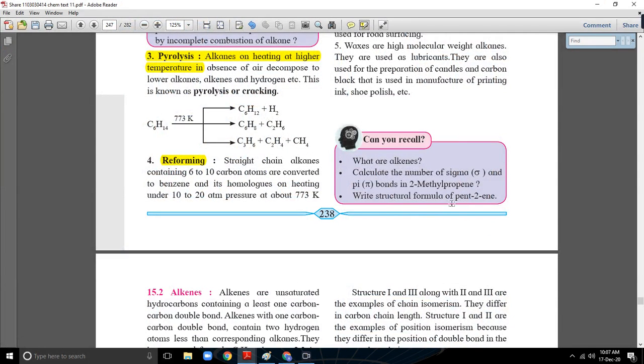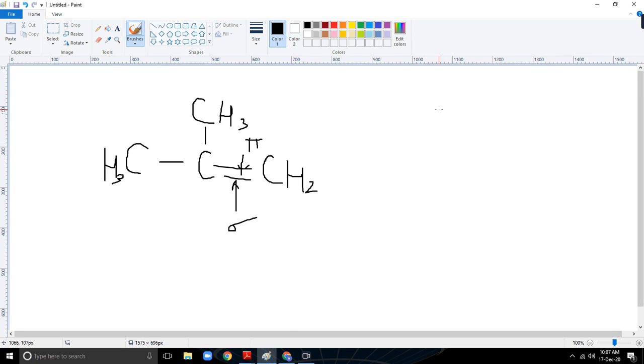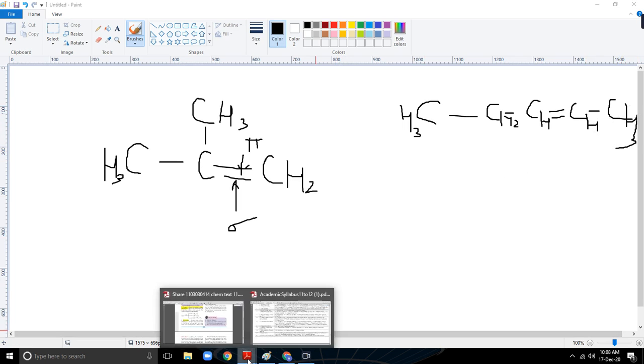Write the structural formula for pent-2-ene. What is pent-2-ene? Pent means 5 carbons. So first draw a straight-line structure having 5 carbon atoms: 1, 2, 3, 4 and 5. Give the numbering. The second carbon has a double bond, pent-2-ene. The remaining valencies are fulfilled with hydrogen atoms: CH3, CH2, CH, CH and CH3.